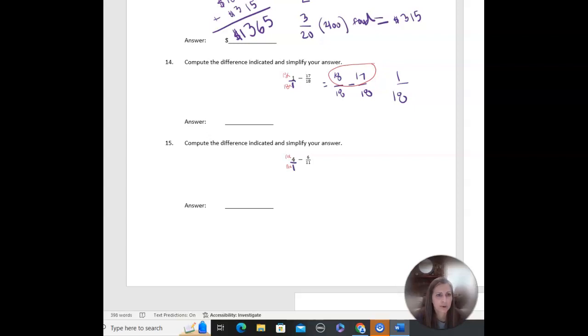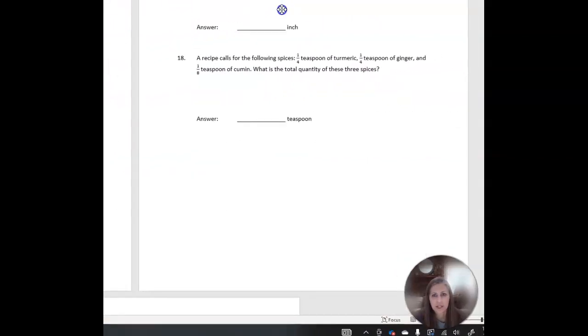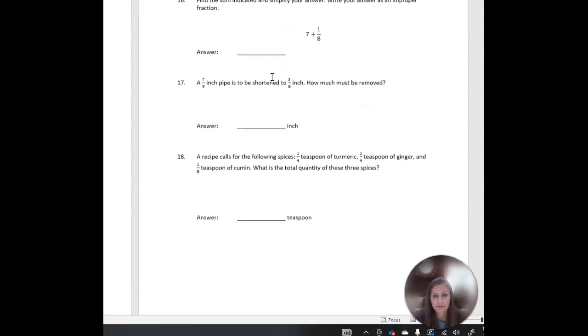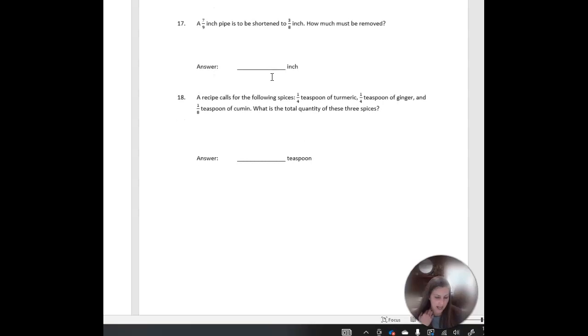Okay, we just have a couple more minutes. Let's go to the last page. I know there's some word problems over here. Number 16 is just like 14 and 15. Let's look at 17. A 7/9 inch pipe is to be shortened by 3/8 of an inch. How much must be removed?